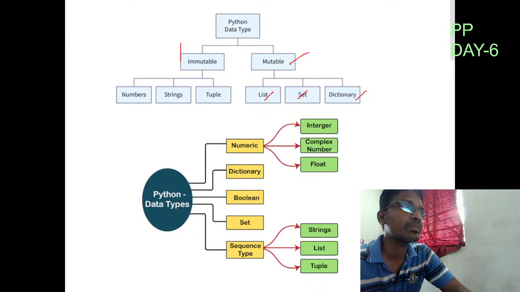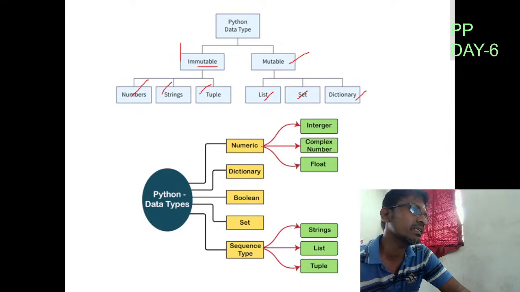And what is mutable? We can modify the values of the variables. We can modify the values in a list, set, and dictionary. So what is immutable? You cannot modify a single value, or a single character, or single values in tuples. Why? Because numbers, strings, and tuples are immutable data types, or immutable objects, or immutable literals.